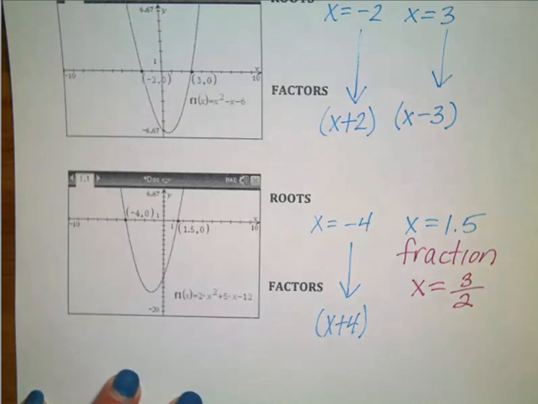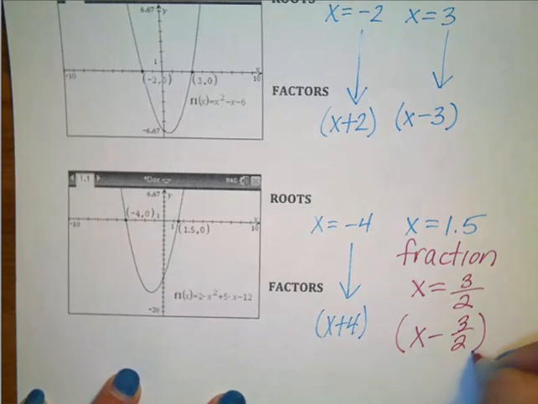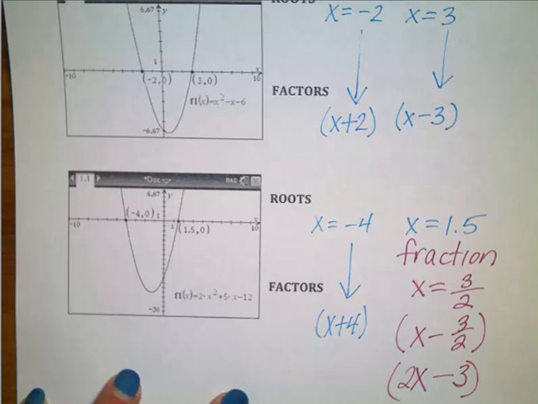So now if I put it in parentheses, it's going to be x minus 3 over 2. But the rule at the top says no decimals or fractions in the factors. So what happens here? Well, if I have an answer for a problem of 3 divided by 2, how do I undo divided by 2? It's a multiply by 2. So I have to multiply x by 2. And then notice my root was positive, so my factor is negative. So here are my two factors, x plus 4 times 2x minus 3.